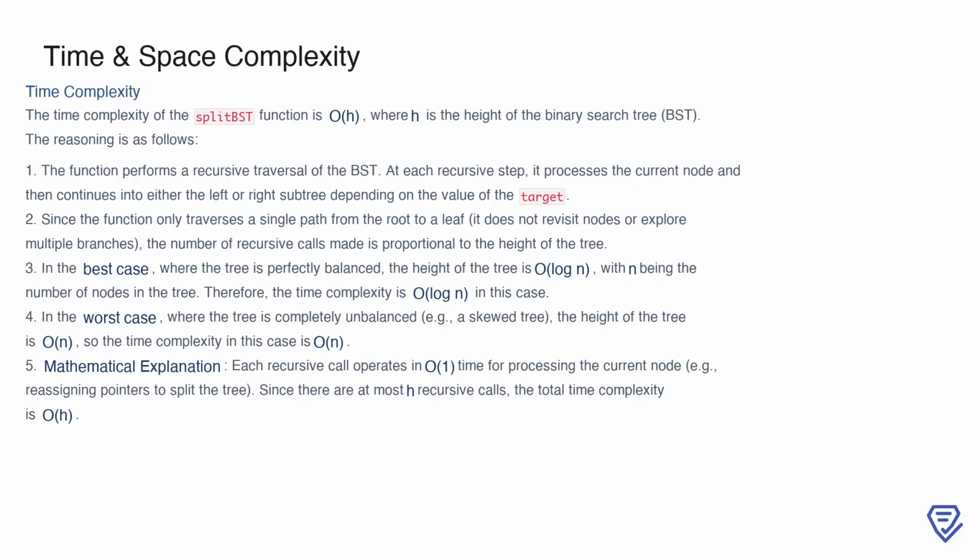However, in the worst-case scenario, when the tree is completely unbalanced, such as in a skewed tree, the height becomes O(n), leading to a time complexity of O(n). Each recursive call processes the current node in constant time, meaning the total time complexity is proportional to the height of the tree, or O(h).